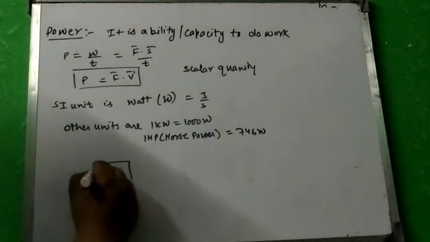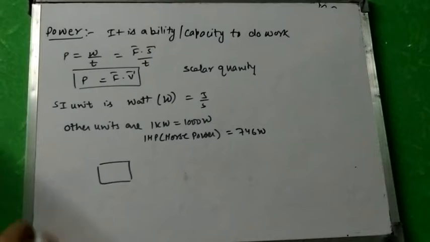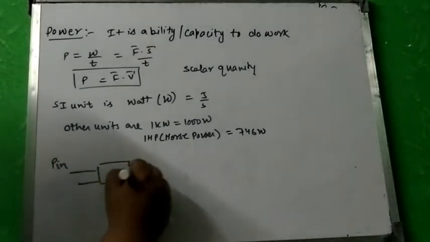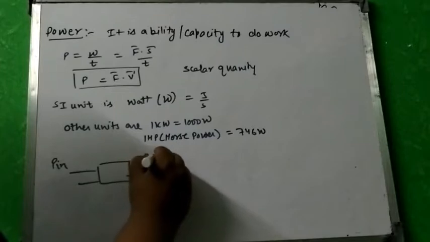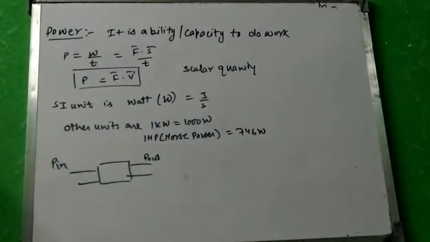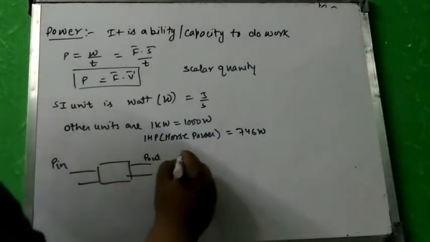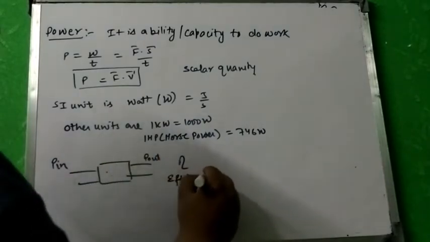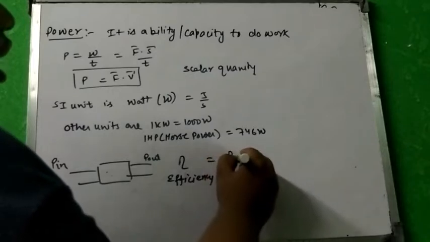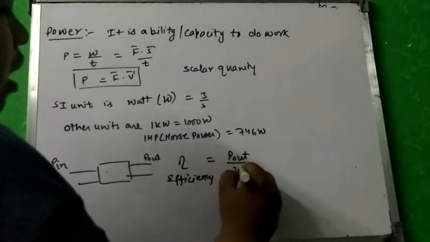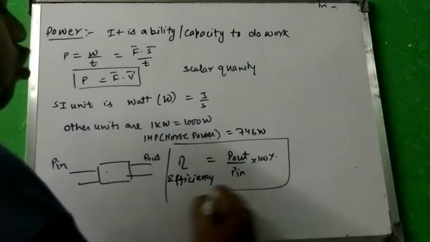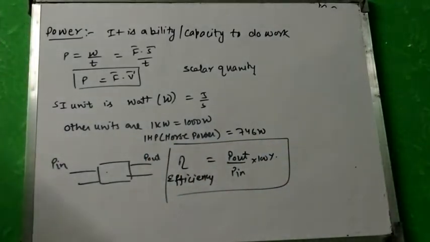If this is an instrument, suppose it is a motor or anything else, it takes some supply power in input and supplies some power in output. So the efficiency, eta stands for efficiency of the instrument, your machine. Efficiency is the ratio of the output power to the input power into 100%.